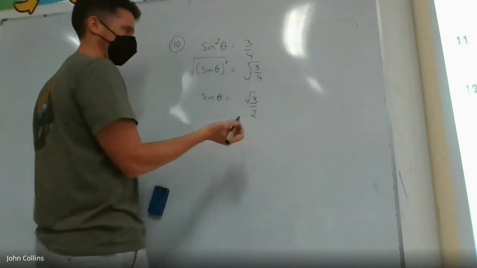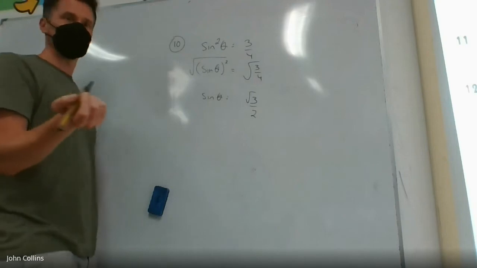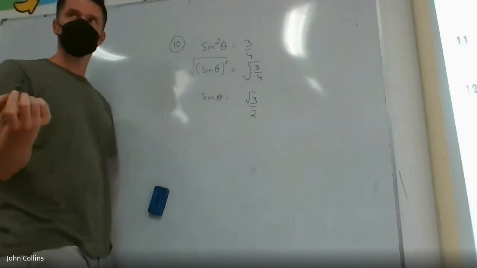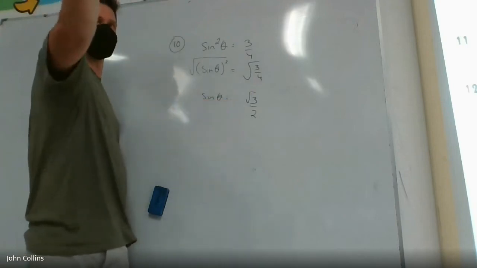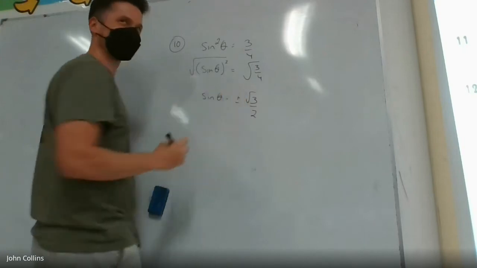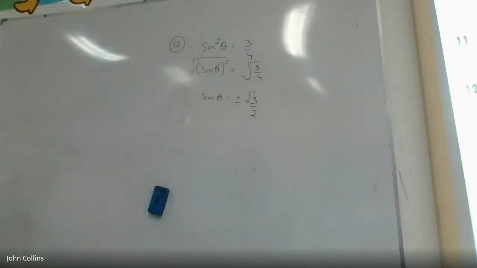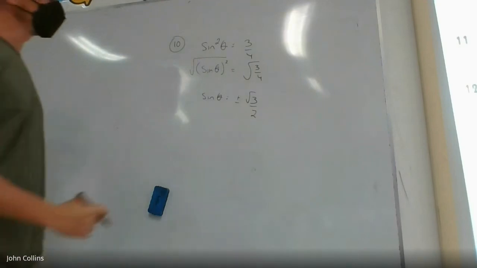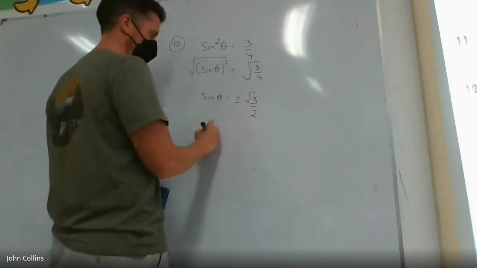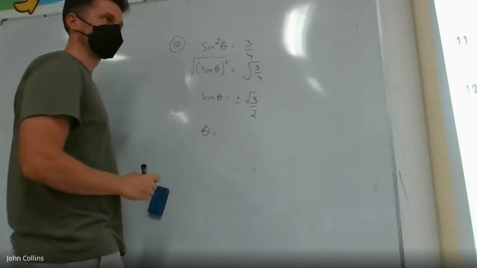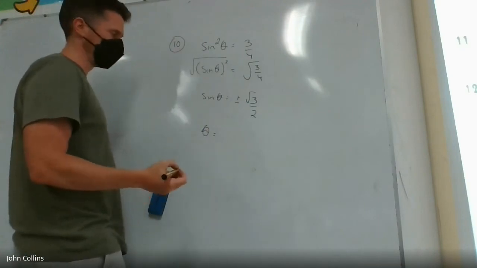Have we made an error here? We square root something? Thank you, Kim. Hand signals, yeah. Plus minus, yeah. Square root, we don't know which it is. So if we want to find theta, then we have to use sine inverse root 3 over 2, and that's a known angle, isn't it?